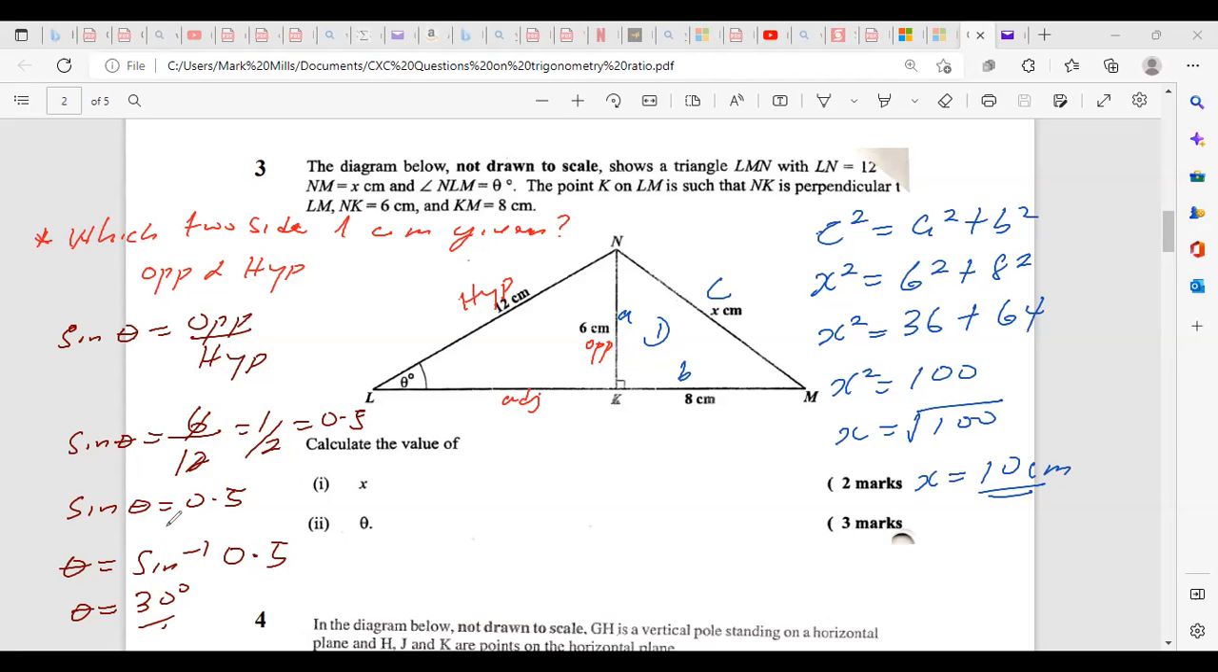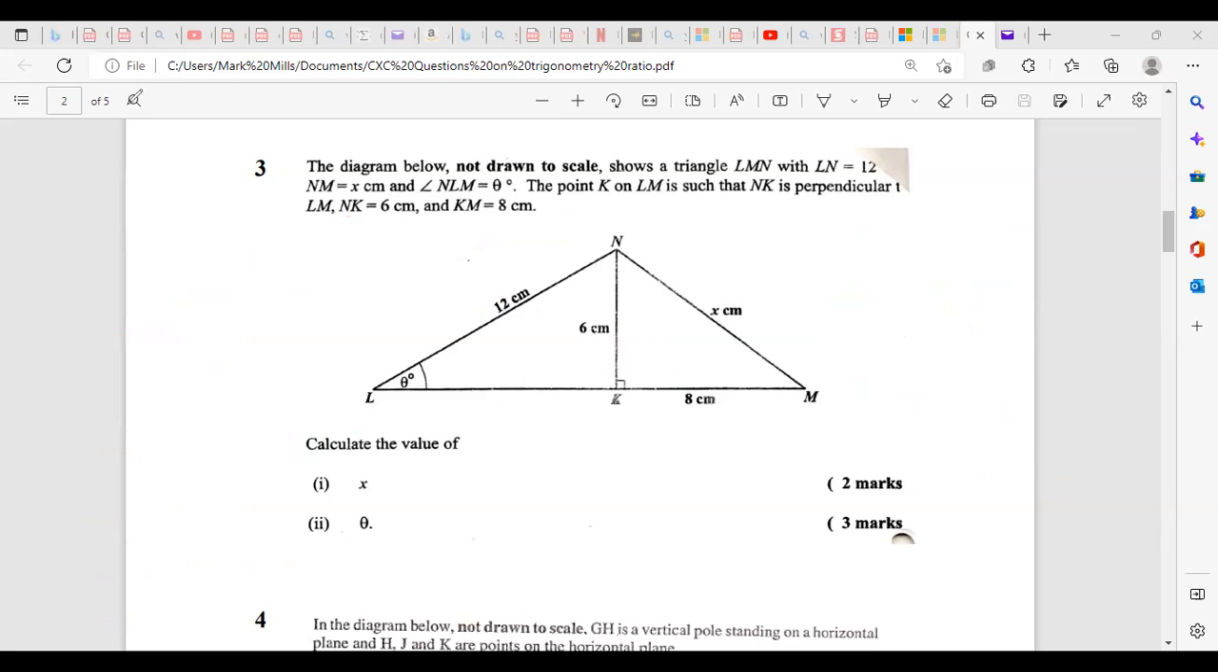Are we there? Any question? Any question? Okay, can we move on to the next question? Can we try another question? All right, so let's go now. We are going to try this question here.